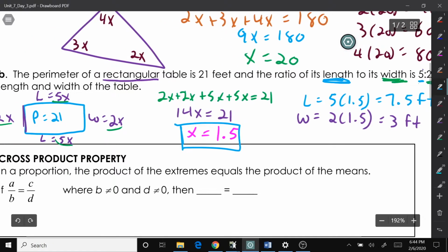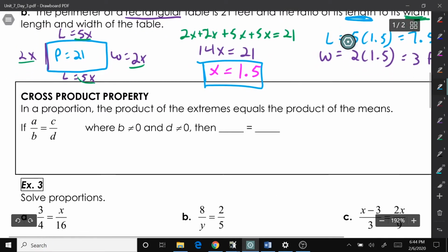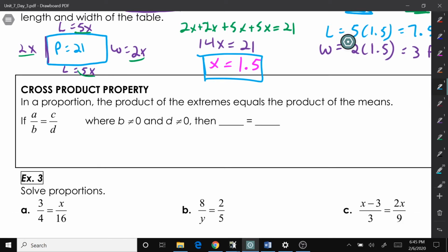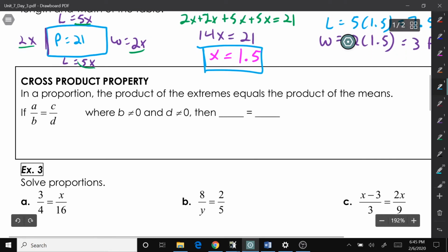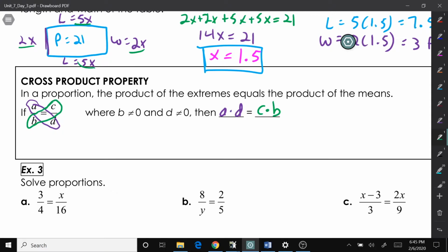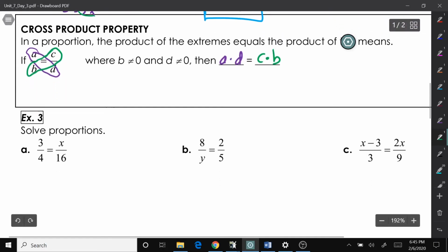Now, the cross product property is just a fancy way of saying to cross multiply, where you multiply A times D and multiply C times B. So something you guys, I'm sure, are good with. So let's look at our examples down here.